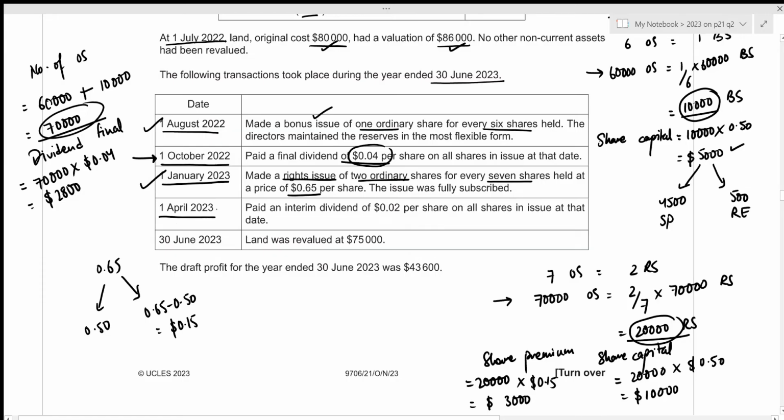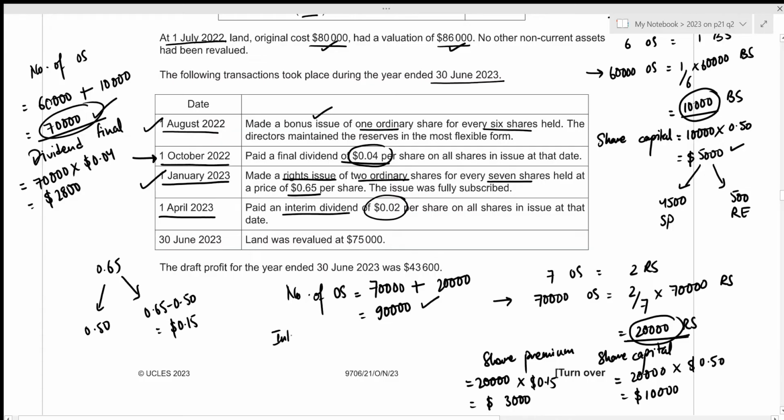Then, at the date of 1st April 2023, we paid an interim dividend of 0.02 per share on all shares in issue at that date. So the first thing that we need to do is calculate the number of ordinary shares at the date of our dividend payment. We had previously calculated the 70,000 ordinary shares after including our bonus issue. Now we again have to include the rights issue. So that's 20,000, which gives the total number of ordinary shares to be 90,000. And we need to pay the dividend on these 90,000 shares.